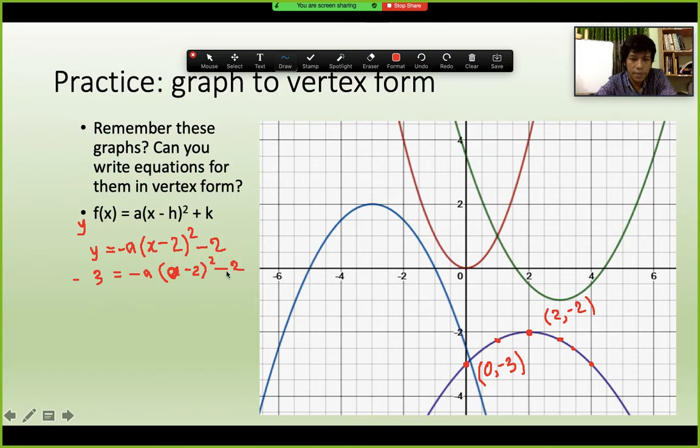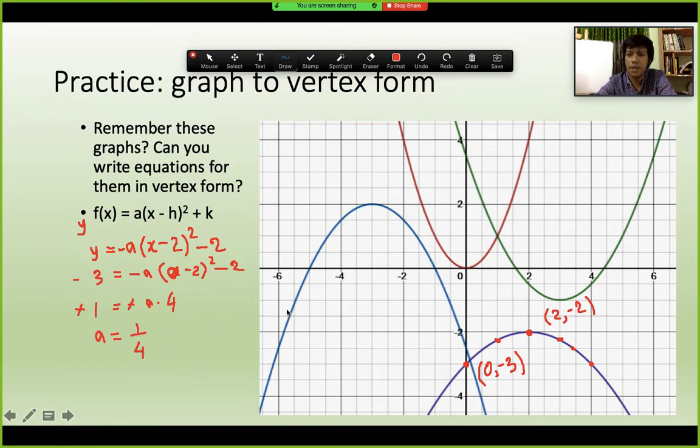So what happens here? Let's look. If I send this minus 2 to this side, it will become plus 2, then plus 2 and minus 3, it becomes minus 1. That means ultimately I have minus 1 equals minus a into minus 2 whole square. Minus 2 whole square means 4. So from both sides, the minus 1 cancels out. That means a equals 1 by 4. A equals 1 by 4.